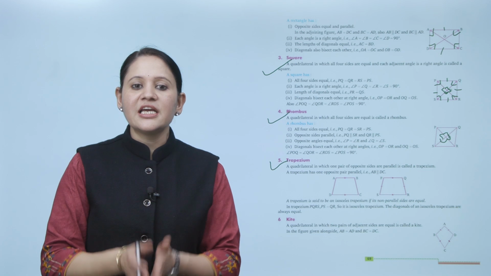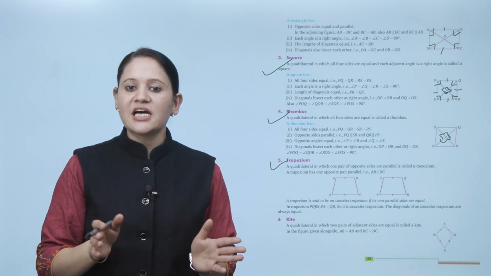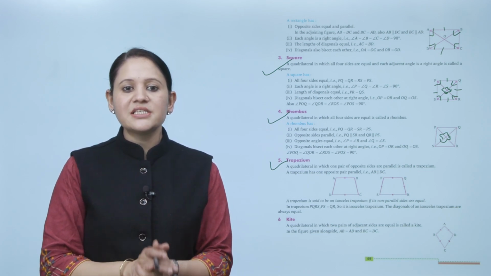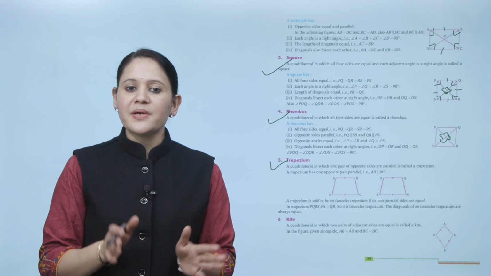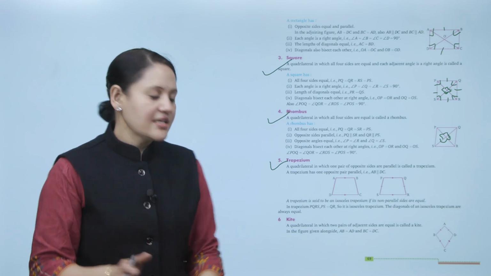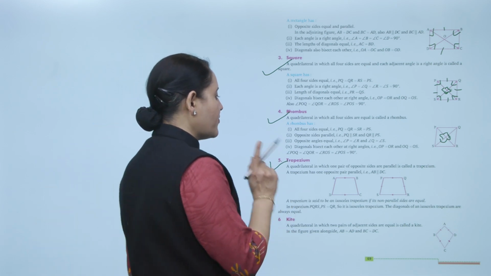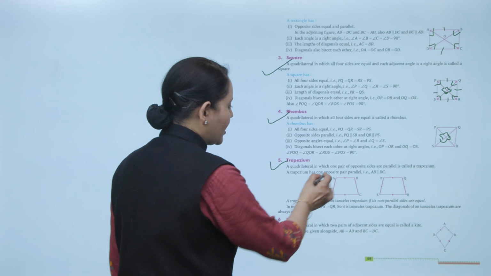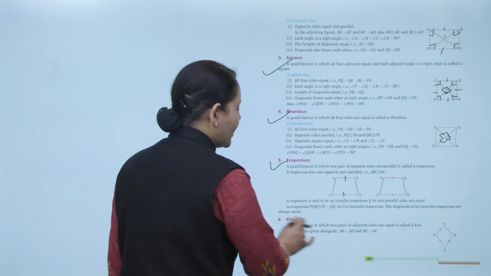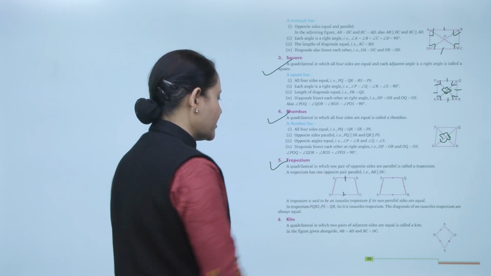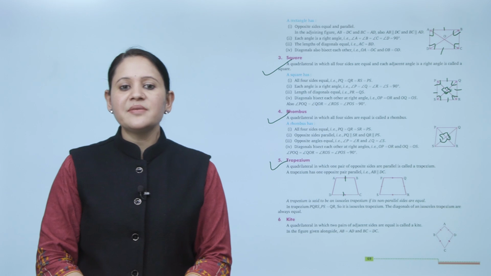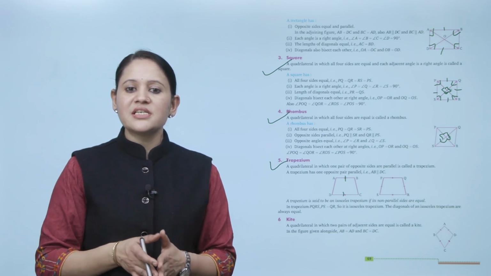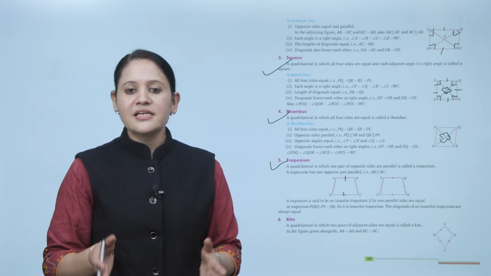A quadrilateral in which one pair of opposite sides are parallel is called trapezium. Trapezium has one opposite pair parallel, like here. Only one pair of sides will be parallel, like here, AB and CD are parallel to each other. Clear?